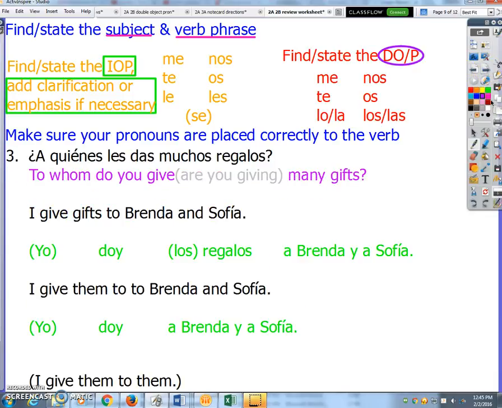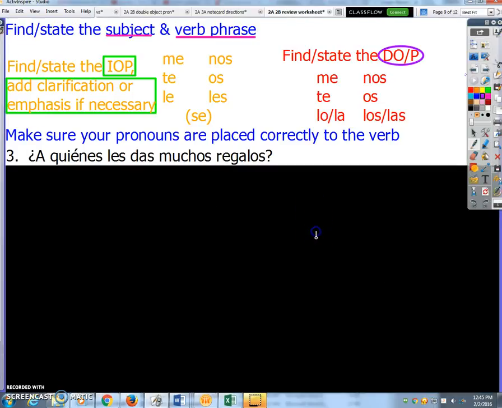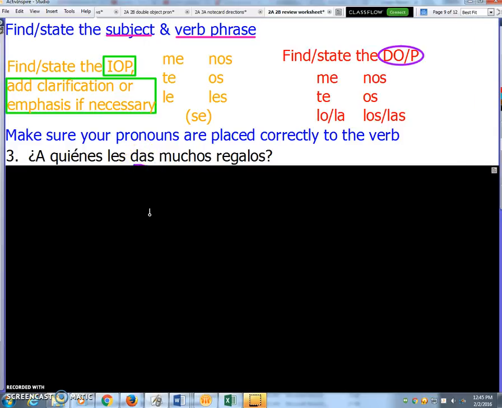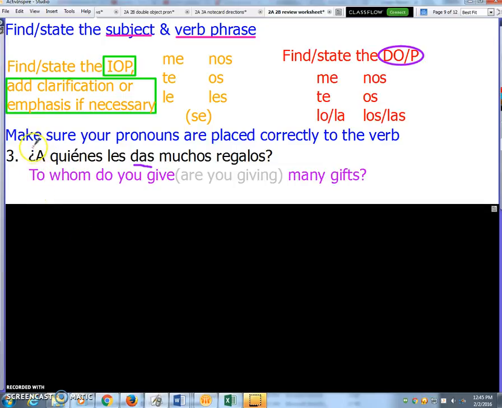Number 3. ¿A quiénes les das muchos regalos? The first thing I would do is look for my verb. My verb is das. That tells me that the verb is to give, and it's do you give? And muchos regalos, vocab, many gifts. And a quiénes asks to or for whom. So to whom, this is my IOP, or my indirect object. Do you give is my subject and verb phrase, or are you giving?